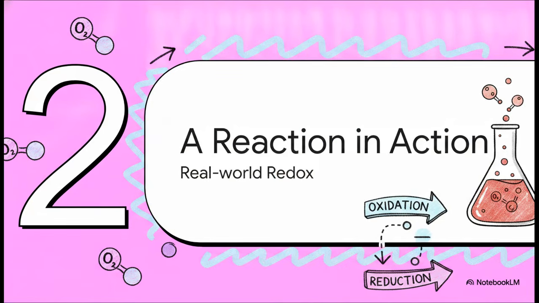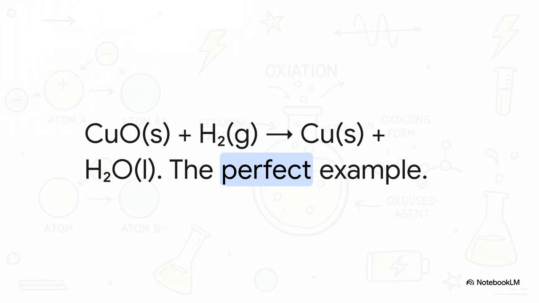All right, moving to part 2. A reaction in action. Let's see what redox actually looks like in the real world. Take a look at this classic chemical equation. We're kicking things off on the left side with CuO. That's our solid black copper oxide. And it's reacting with H2, which is hydrogen gas. And through this reaction, they completely transform, pointing us directly to our products, solid copper, which is now shiny, and liquid water.